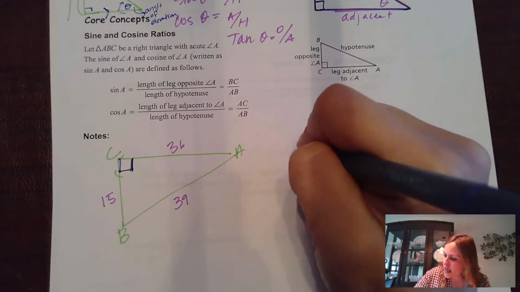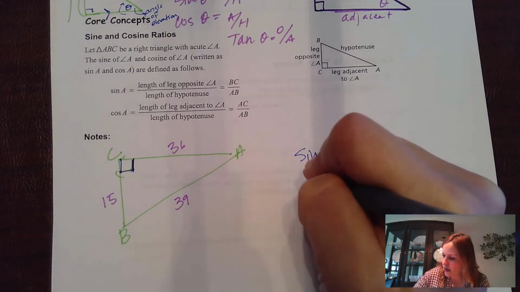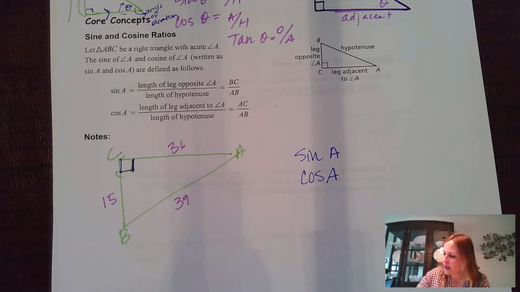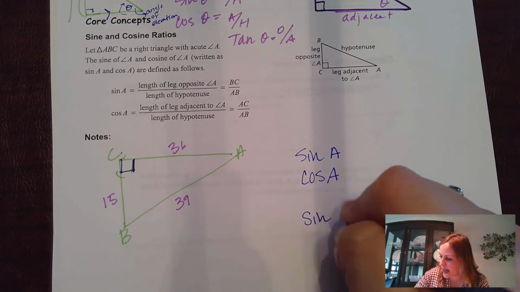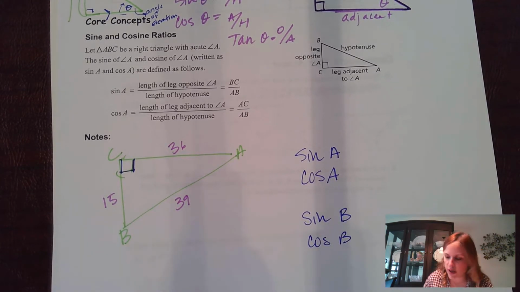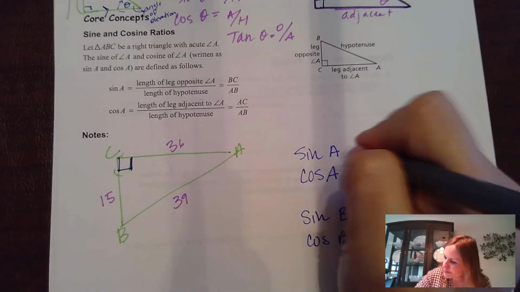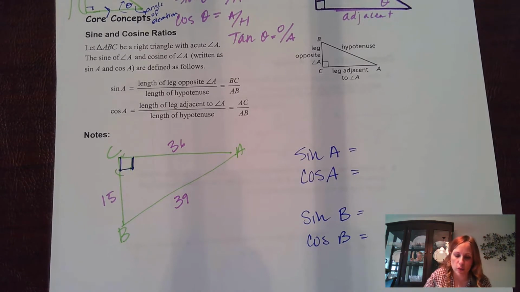What that means is you would find sine of angle A. You would also find cosine of angle A if I was asking you for both. Then if I wanted the other acute angle, I would do sine of angle B and cosine of angle B. Of course, we could also add tangent to the mix, but since we've already talked about tangent, we'll just focus on sine and cosine. So be careful here that you remember we're talking about two different angles in this diagram.